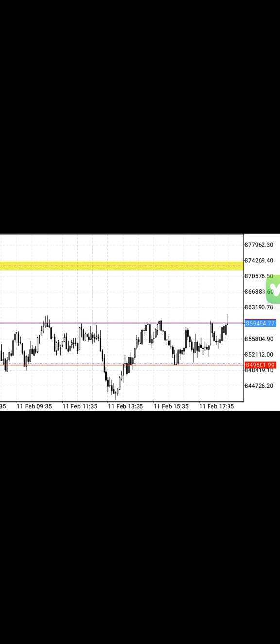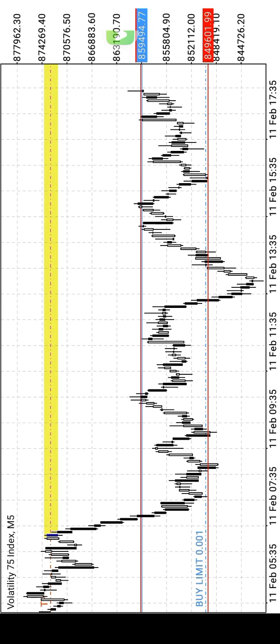When you see that the one shoulder has formed and the head has formed, and the other shoulder is beginning to form, just pick your entry. It can form either like this or like this, the other way around. So it can be a bullish head and shoulder pattern or a bearish head and shoulder pattern.